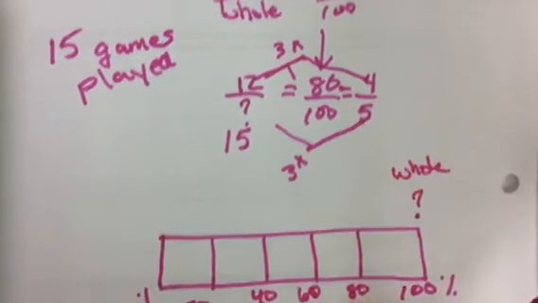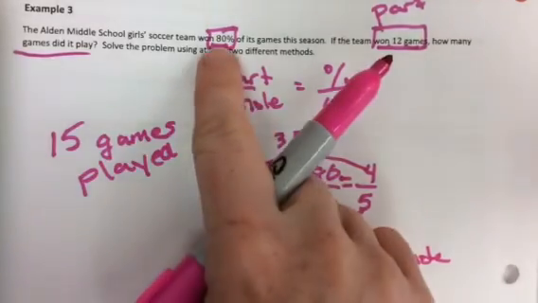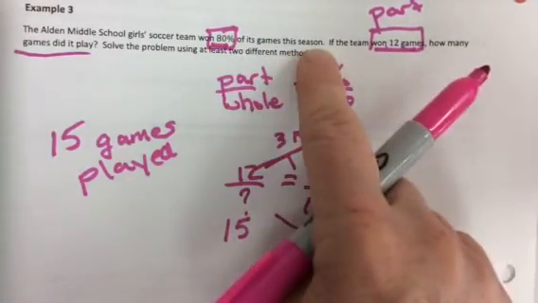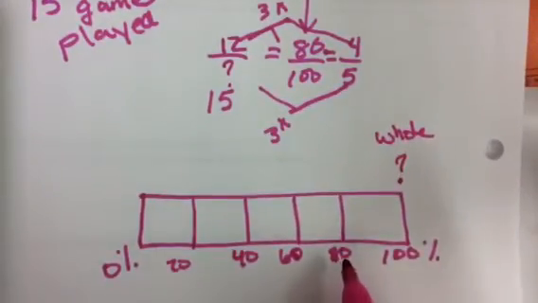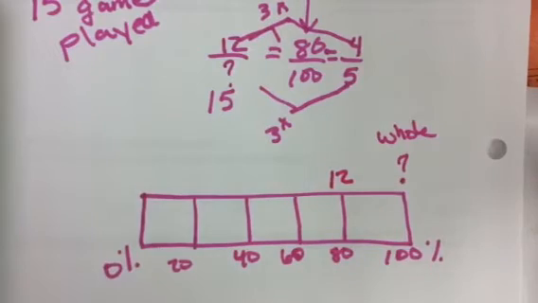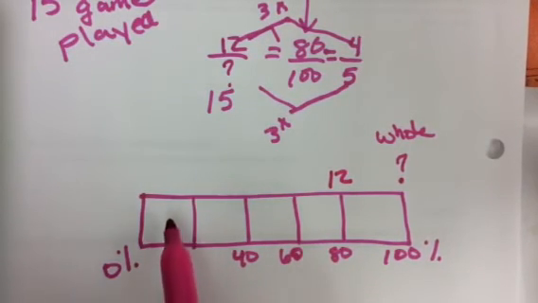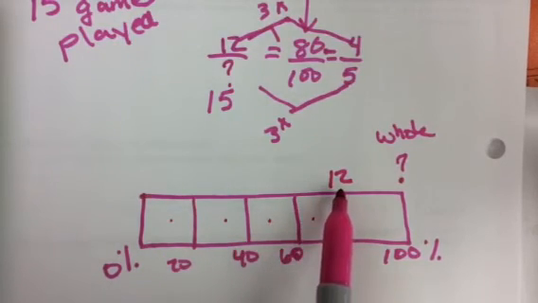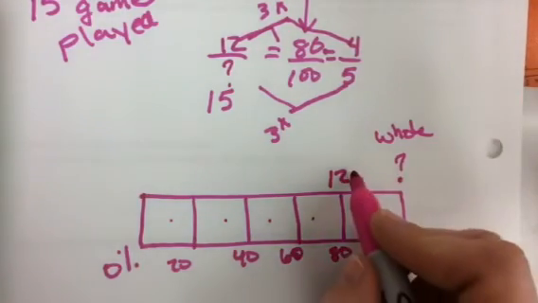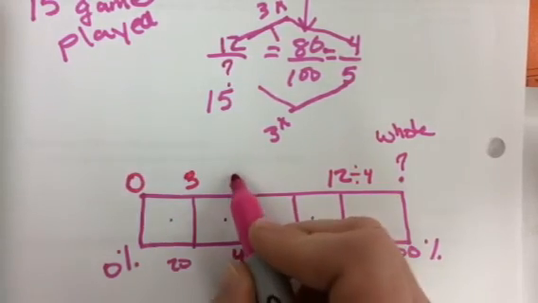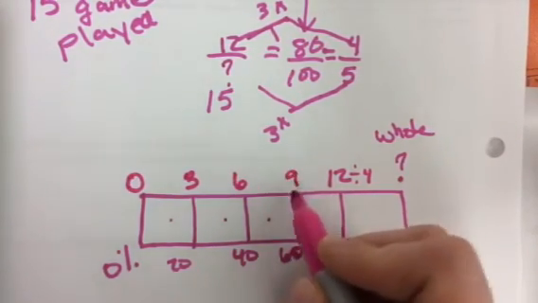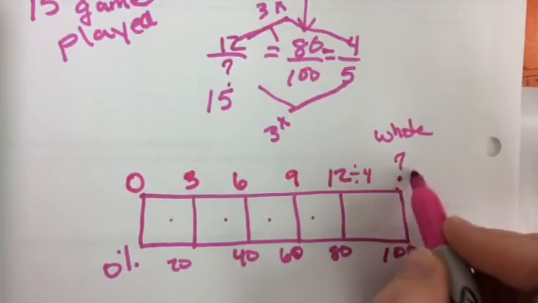We know that 80% of the games were won this season. When 80% were won, how many games did they win? 12. So we're actually going to put 12 in my tape diagram at 80%. Now, how could you figure out what each of these are? Well, I know there's 4 parts that gets to 12. So what's 12 divided by 4? 3. So that means 0% is 0. We're going to count by 3. 3, 6, 9, 12. What's going to end up here if I count by 3?